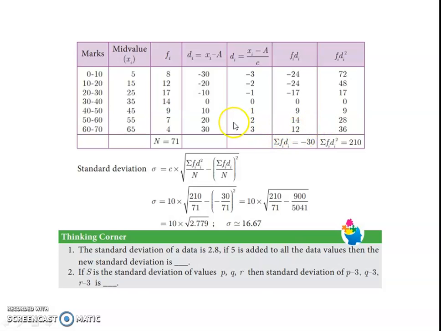So we have covered di. Now our part is f into di. I use the highlighter here. Be careful: fi into di. 8 into minus 3 is minus 24. 12 into minus 2 is minus 24. 17 into minus 1 is minus 17. 14 into 0 is 0. 9 into 1 is 9. 7 into 2, 14. 4 into 3, 12.